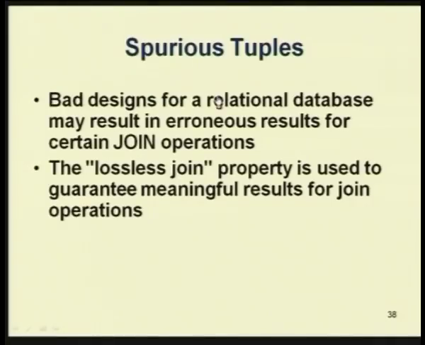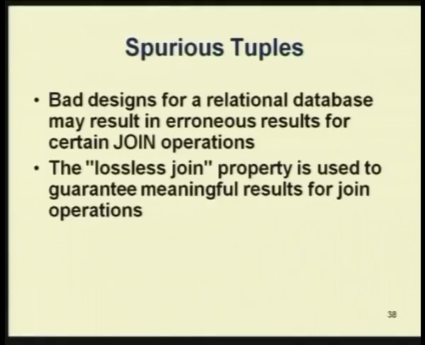Next is spurious tuples, that is the fourth guideline. Bad designs for a relational database may result in a problem, because it may result in erroneous results for certain join operations. This is what we call the lossless join property, so that you have meaningful results for join operations. We will discuss this lossless join property later in detail, but basically you should avoid the generation of spurious tuples during a join operation.